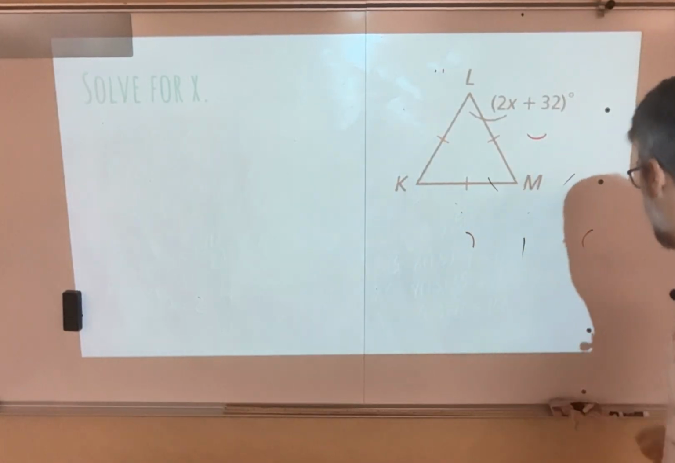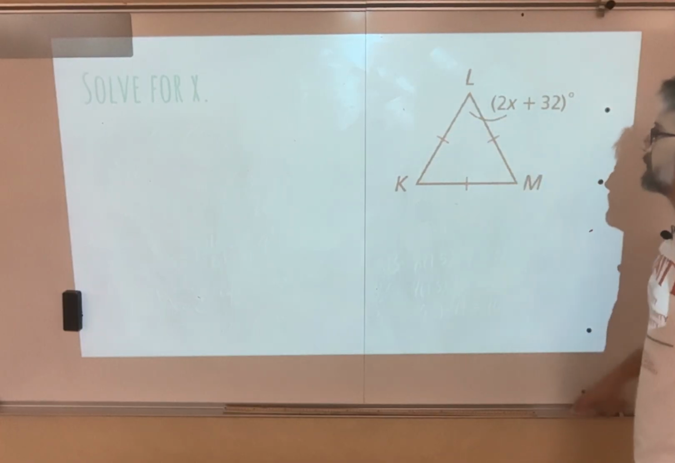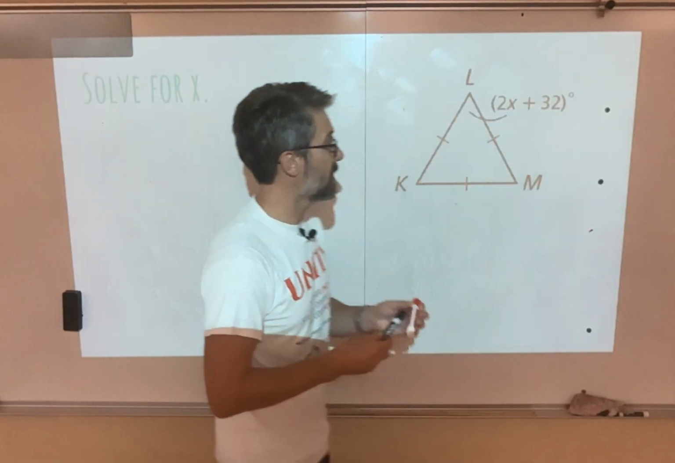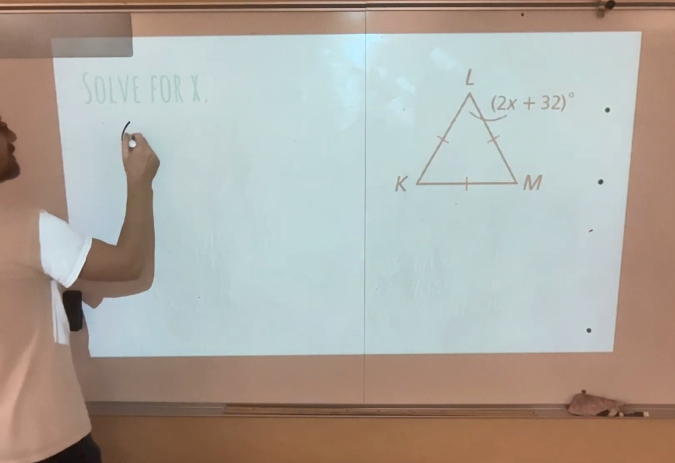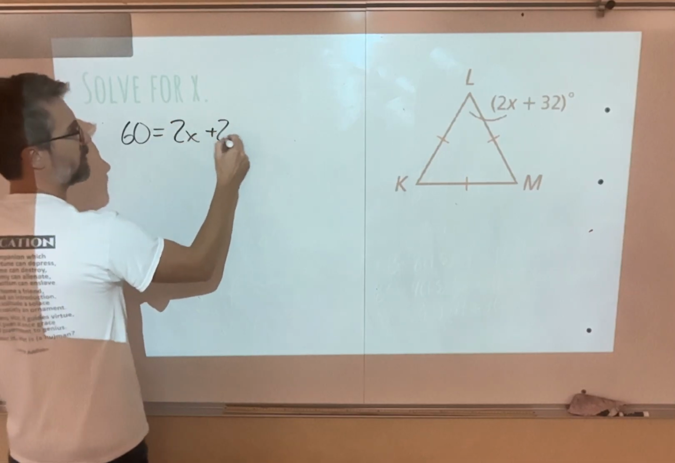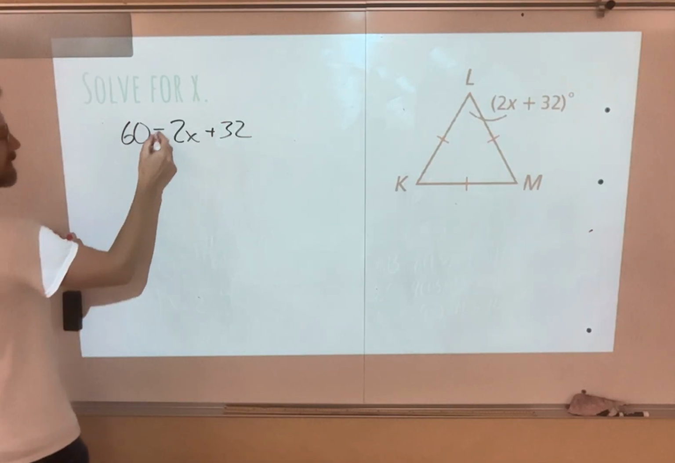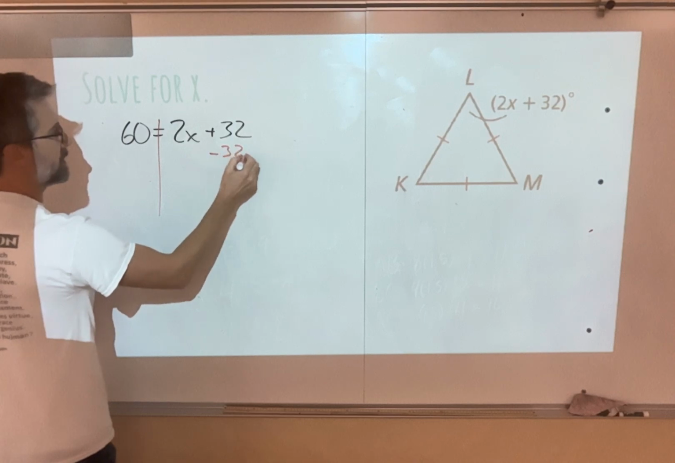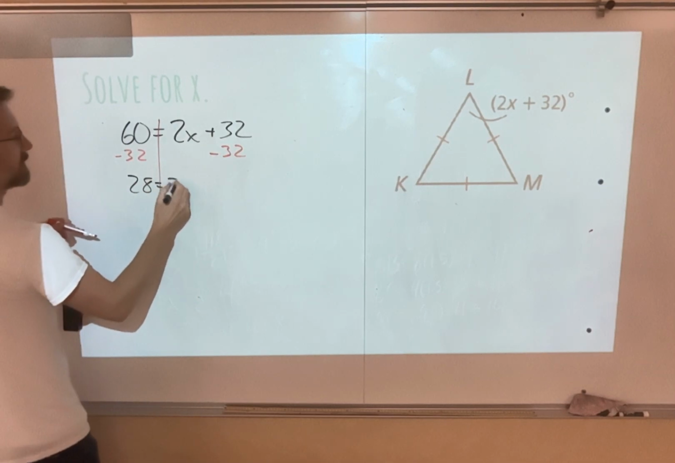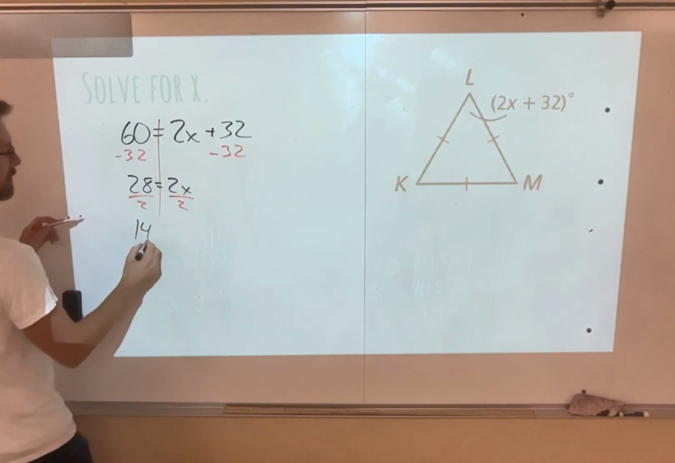All right, so solving for x in this case. I know this is an equilateral triangle because it's got a tick mark for each side, so it's automatically equilateral. That means that angle L is equal to 60 degrees. So if I'm going to solve for x, I'm going to do 60 is equal to 2x plus 32, not 23. And then solve for x. So minus 32, we get that is 28. And then divide both sides by 2, and we get that x is equal to 14.